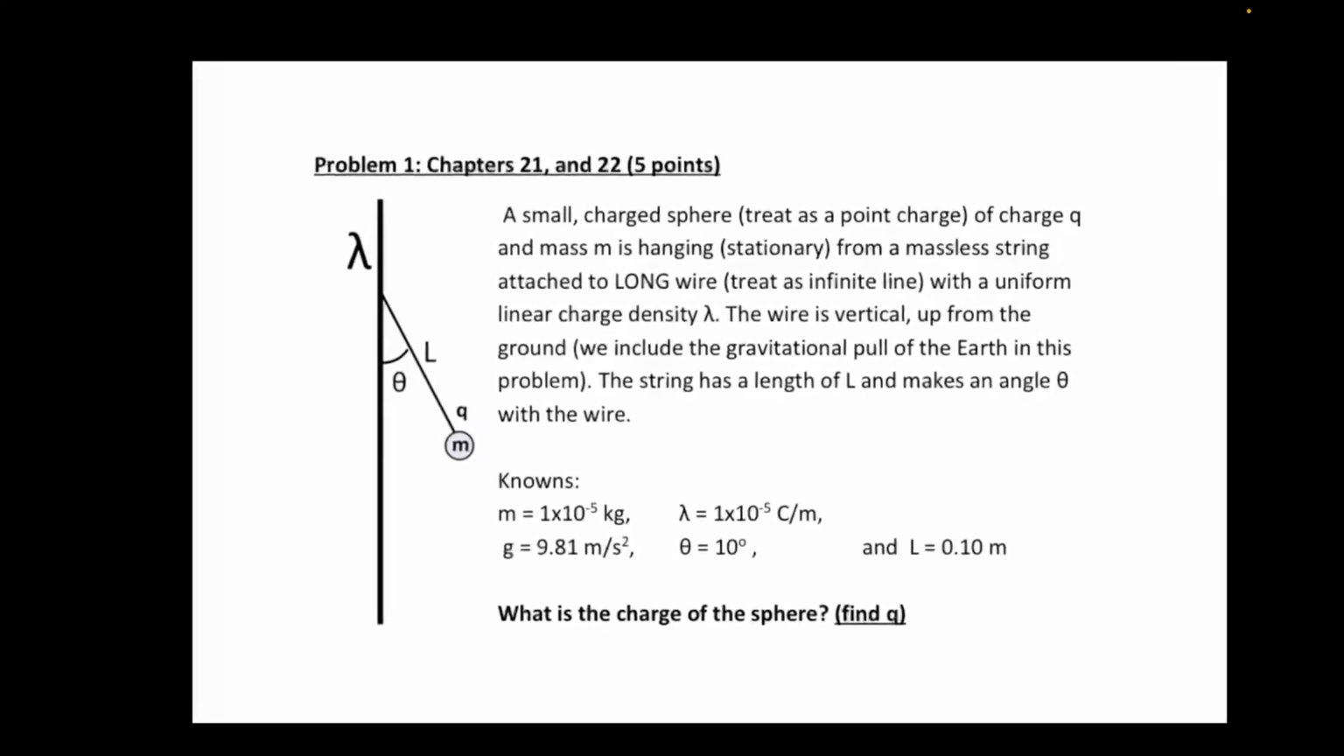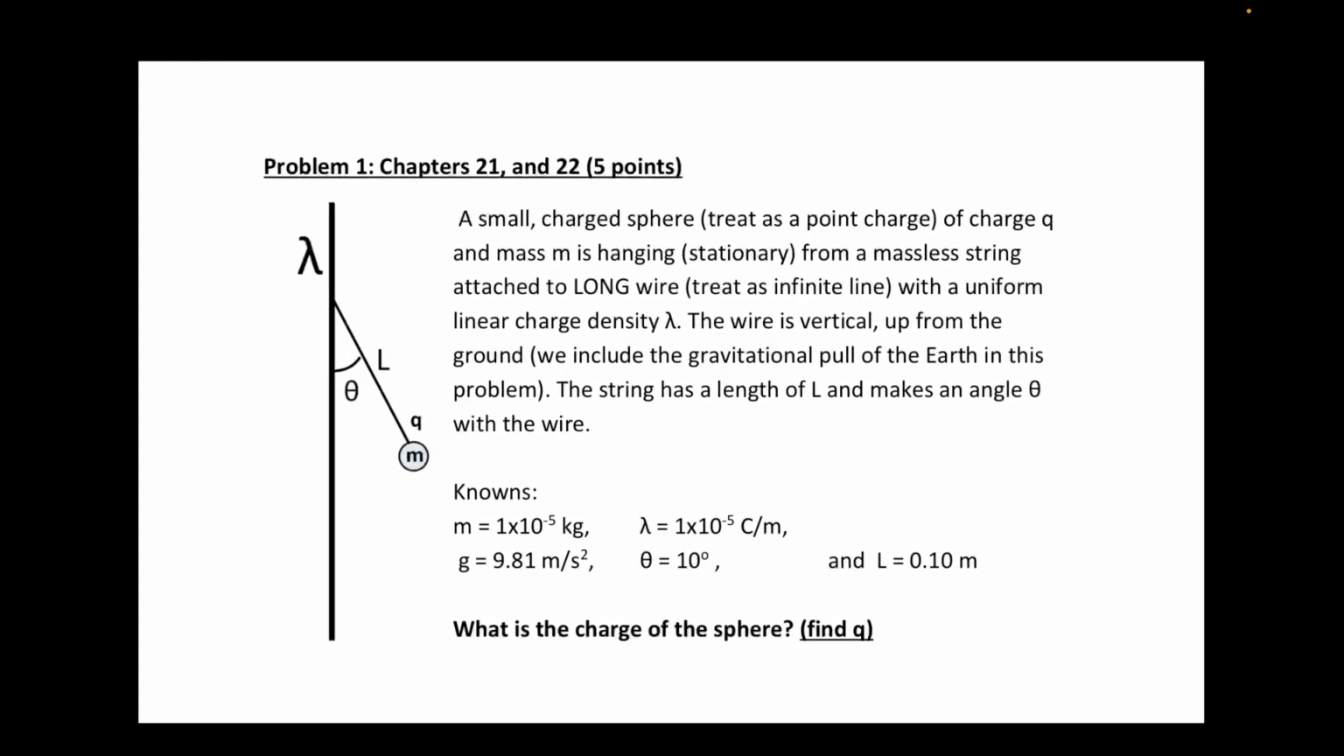So we have a small charged sphere. We're treating it as a point charge of charge Q, and a mass M is hanging stationary. It's a very important part of this. It hangs from a massless string attached to a long wire with a uniform linear charge density lambda.